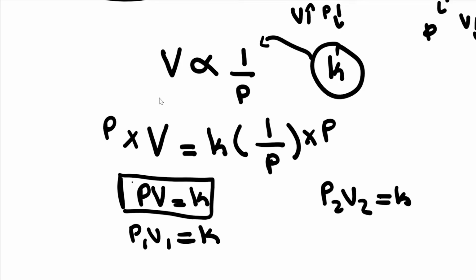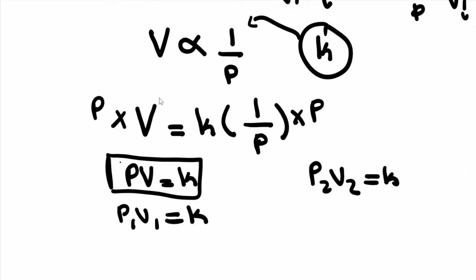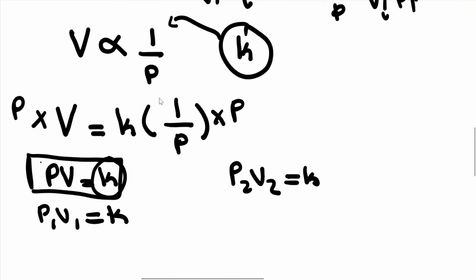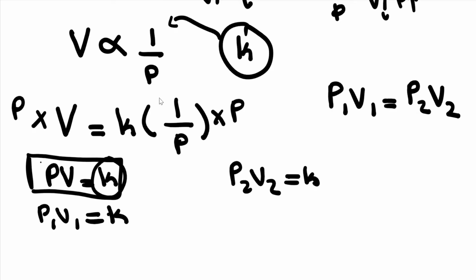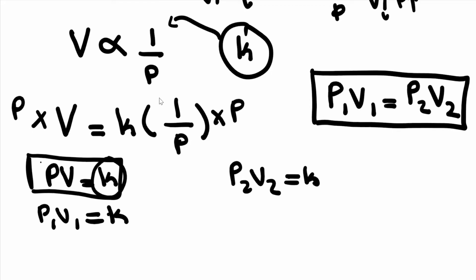Both of these are going to equal that constant value. If it's the same amount of gas at the same temperature, they're both going to be equal to this constant value, even though the pressure and the volume have changed. So for that given sample of gas, since they're both equal to K, you can equate both these expressions to each other. That would be P1 V1 is equal to P2 V2. That is the equation associated with Boyle's law, and that is where it comes from.